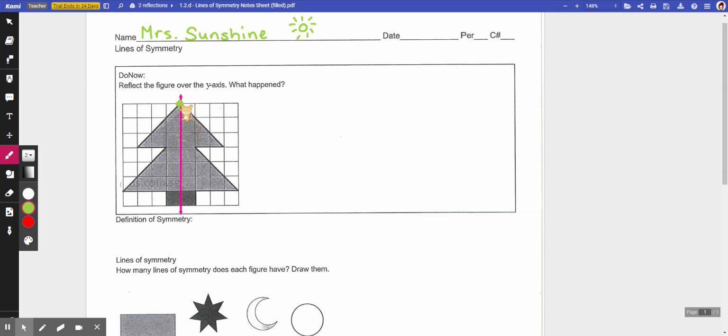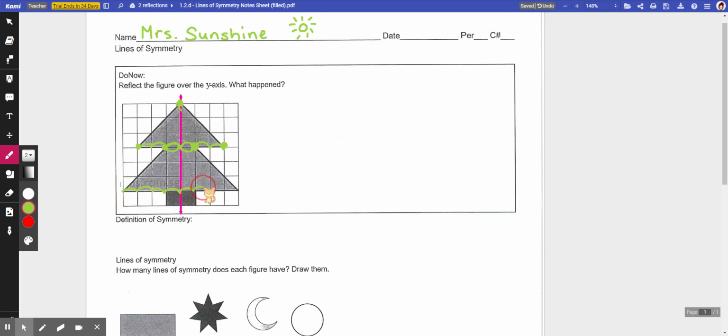So this point here on the top is on the line, so it stays put. This point over here, 1, 2, 3. 1, 2, 3. How about that? I landed on another point, which means this point is going to reflect back over here. So these 2 points reflect onto each other.